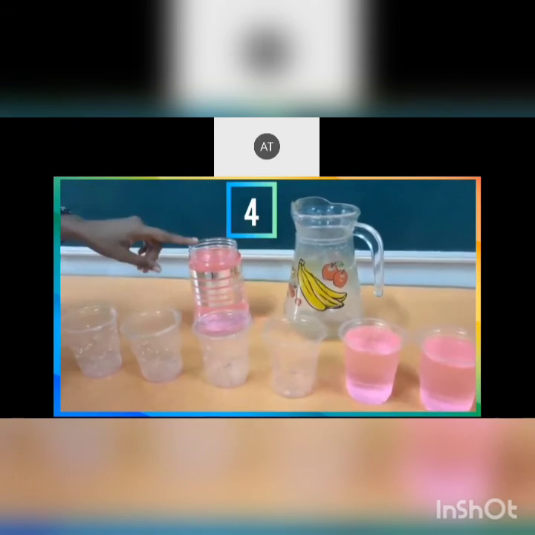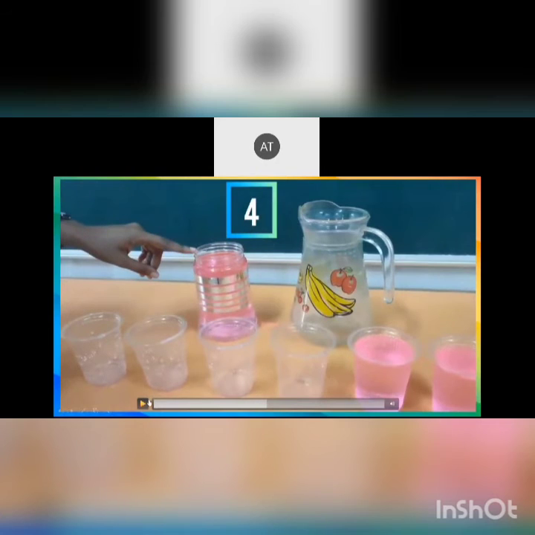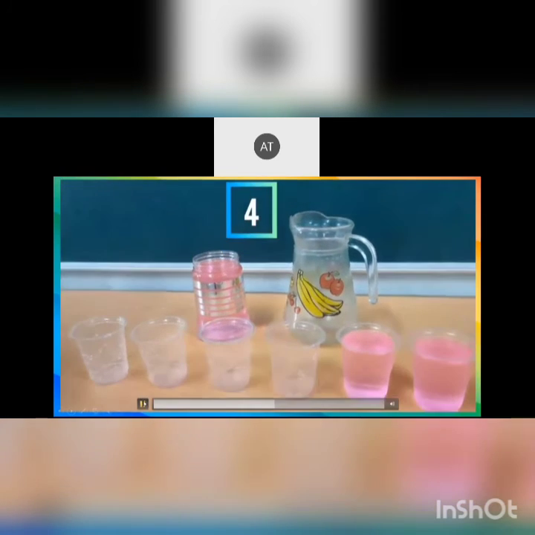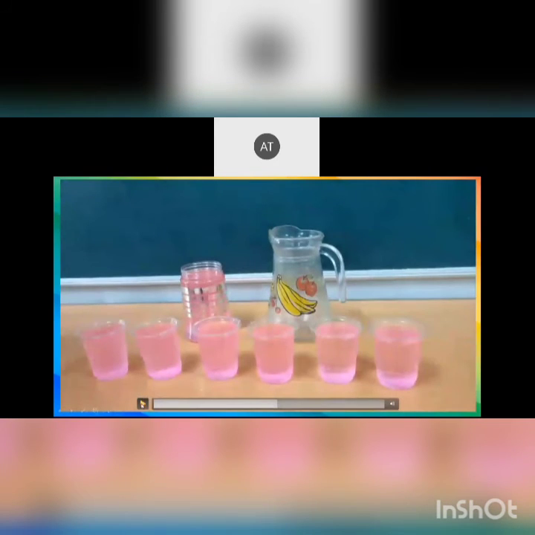And then what happened to the jar now? After pouring 4 glasses of juice, what happened? The jar is full, isn't it? Yes, very good. The jar is full. So we can't pour the other 2 glasses of juice, isn't it? Yes. So now we need to check with the second jar whether it can hold all 6 glasses of juice or not.